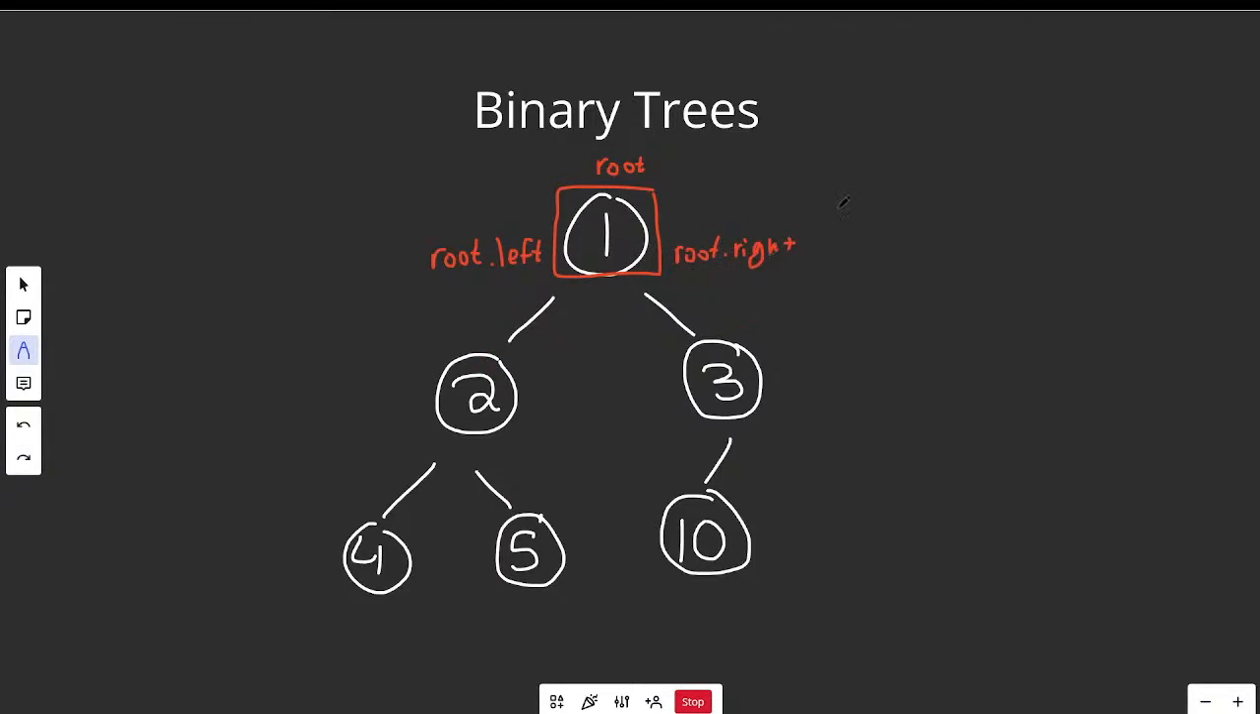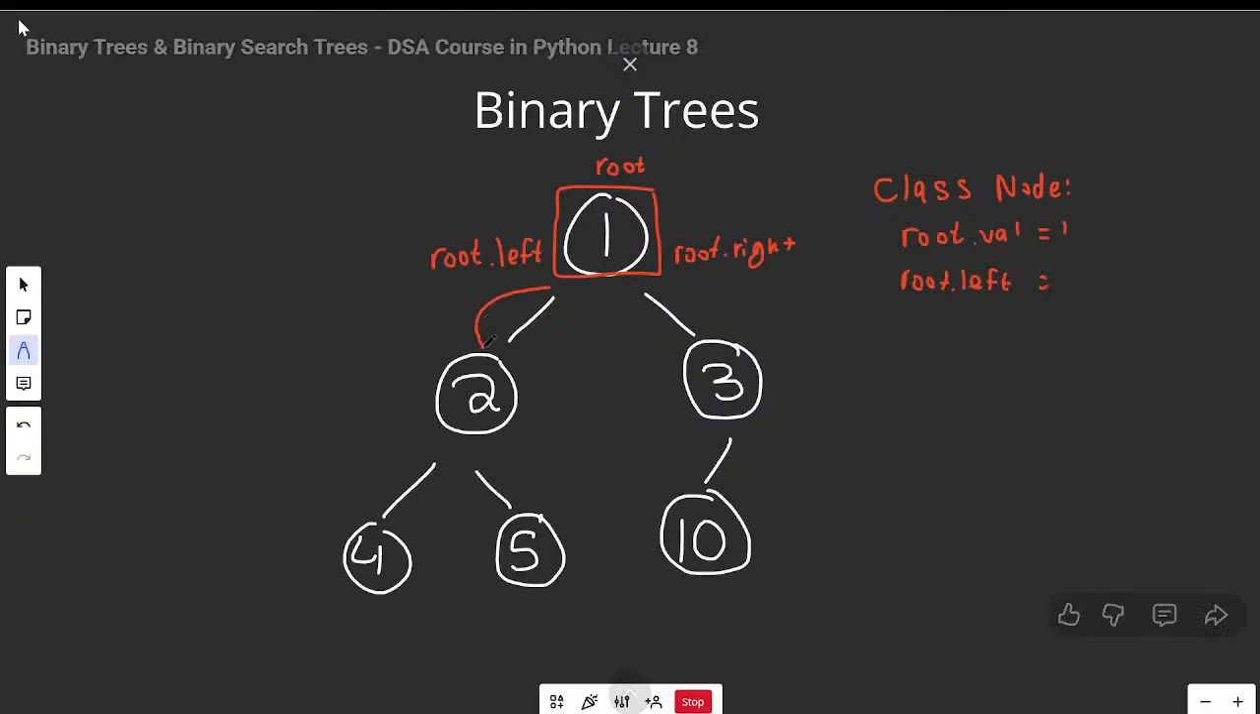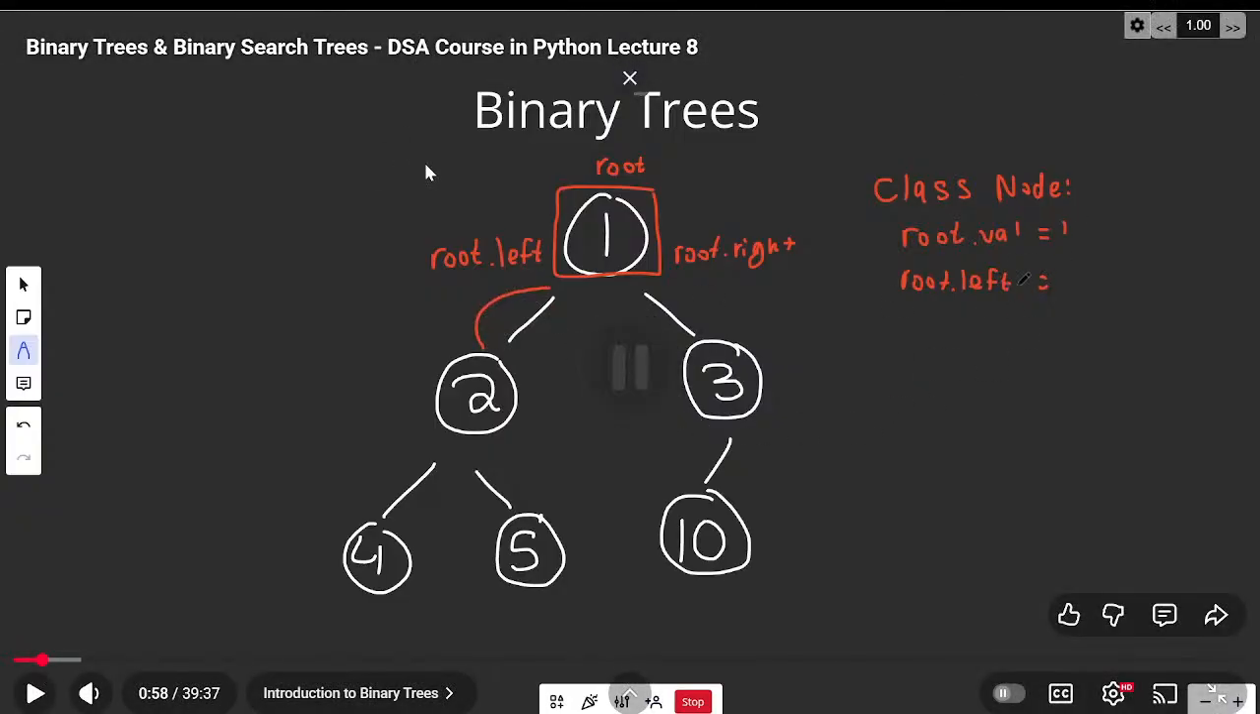So each node, in a programming language, might look something like this. You would have it as a class. We'll call it a class node. And it would have 3 different things. It would have a root.value. So basically, what is the number it's storing? And we'll say that one is equal to 1 here. It would have a root.left, which is going to be a reference to another node, or it's going to be null.